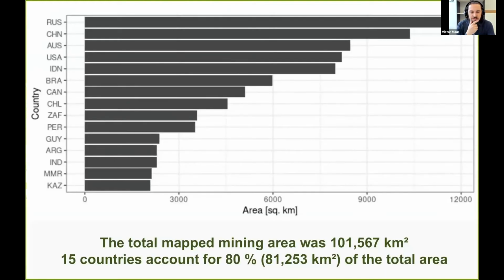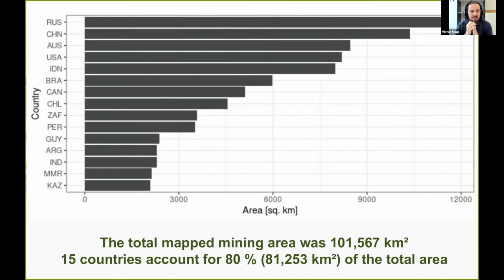Here's an overview of the land use of mining globally. In the second version of the data we have produced more than 45,000 mining locations mapped visually. So it was quite a work, and I have to thank my two students who worked hard on this, Jason and Robson in Brazil. We covered a mining area of 100,000 square kilometers. And as we can see here, this is unevenly distributed across the globe. We have only 15 countries covering 80% of the mapped area.